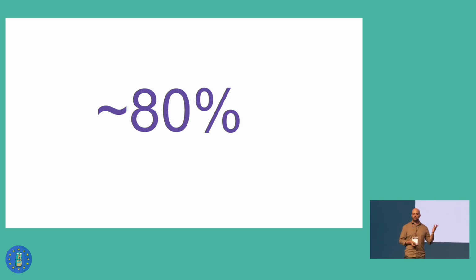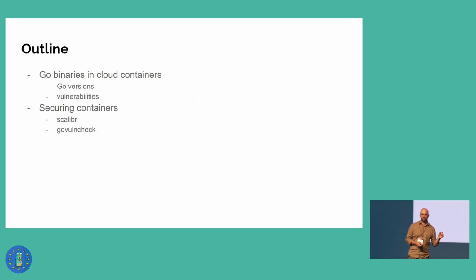So in this talk, I'll be presenting how we get to that number and what we can do to bring this number down. I split this talk in 2 parts. First is about data, tables, and charts, where I'll be showing you the results of our experiments where we went deep into real-world cloud containers that have Go binaries. I'll be showing the Go versions that we use to build the binaries, and vulnerabilities. And then in the second part of the talk, I'm going to talk a little bit about the tools that we can use to secure ourselves. I'm talking about Scalibr and govulncheck, which are the 2 tools developed at Google for vulnerability detection.